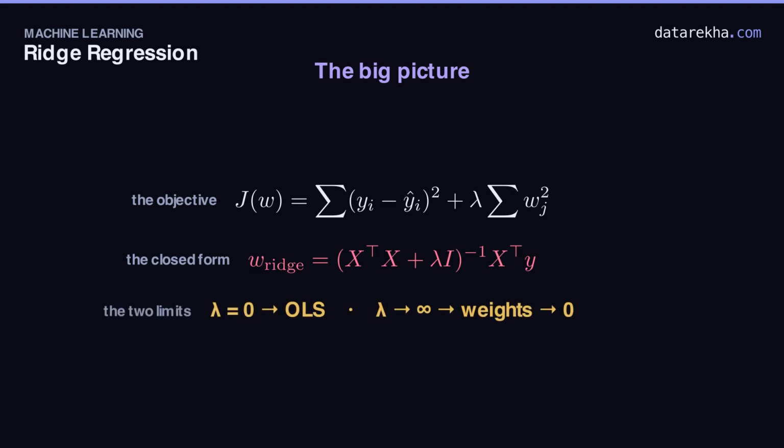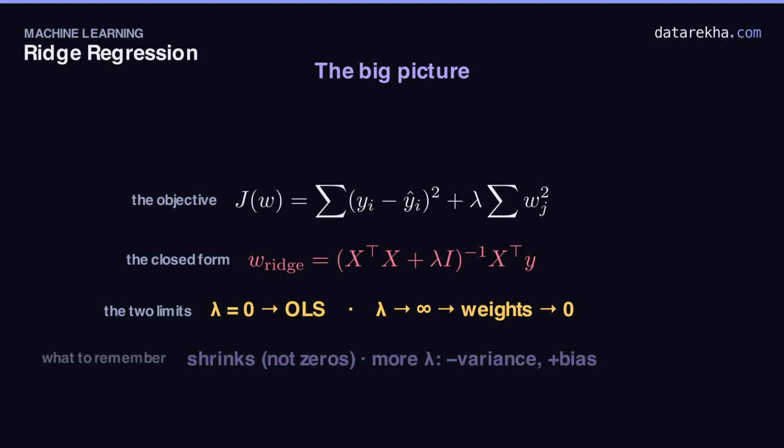Lambda is the dial between two extremes. 0 gives you plain least squares, and infinity crushes every weight to 0, leaving only the mean. And hold the essentials. Ridge shrinks the coefficients towards 0 without ever zeroing them, and as lambda rises, it trades a little bias for far less variance. Master that trade, and overfitting loses its grip.